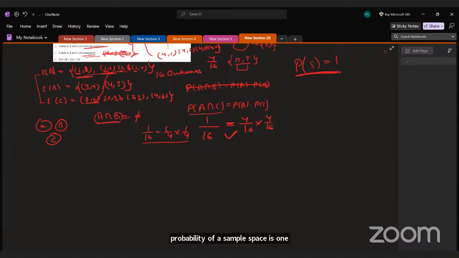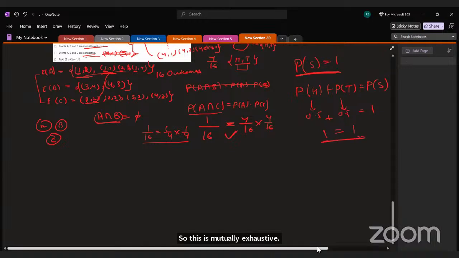Now, mutually exhaustive means the probability of heads plus the probability of tails should be equal to the probability of S. Yes. It is 0.5, and again this is 0.5, and this is equal to 1. So it will be 1. So this is mutually exhaustive.